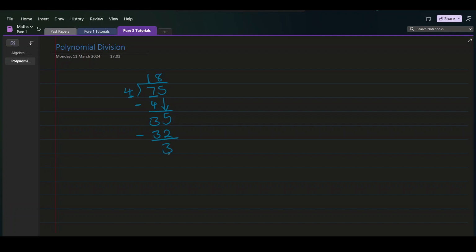4 cannot go into 3. So we stop here. And what we have here at the bottom, this 3, that's our remainder. What we have at the top, our answer, is called the quotient. Then the thing that is being divided is called the dividend. And then what is dividing is called the divisor. So that's just a refresher on how to carry out long division and the terminology that we use in long division.